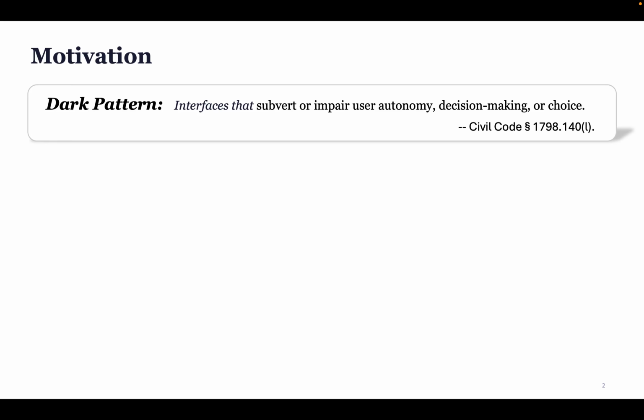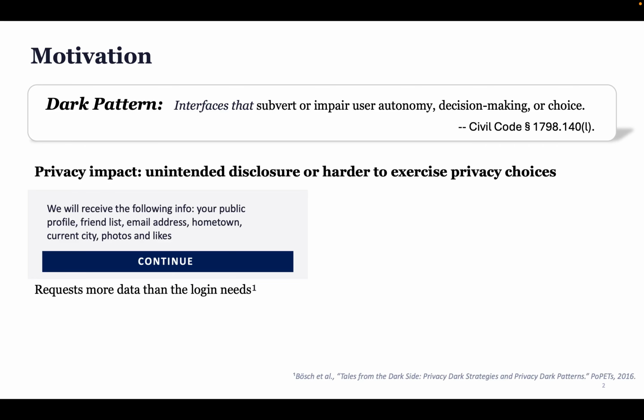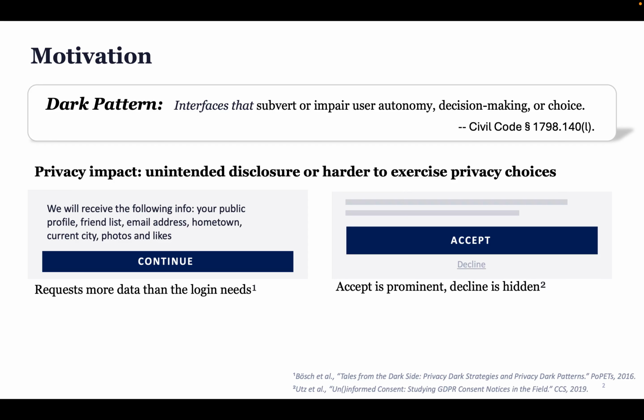Dark patterns are interface designs that subvert or impair user decision-making. In the privacy context, they can push users to disclose more information than necessary. For example, this login flow asks users to authorize more personal data than the login itself requires. Or dark patterns can make privacy choices harder to exercise, like this consent banner, where the accept button is visually dominant, while the decline button is small and low contrast.